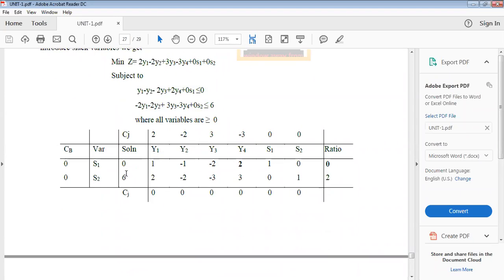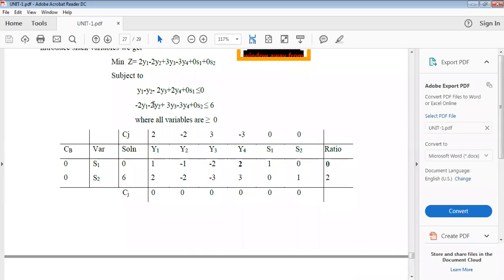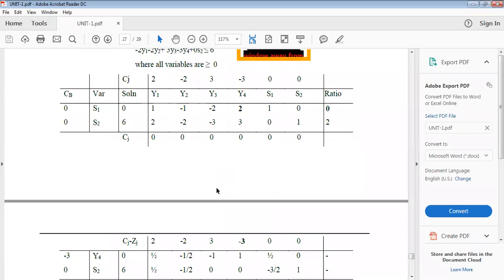Now we come to y1, y2, y3, y4, s1, s2. For the objective function, the coefficients are 2, minus 2, 3, minus 3, 0, 0. These are the constraint rows: 1, minus 1, minus 2, and so on, plus s1. All the multiplication factors are entered in this table, with 0 and 6 on the right, and s1 and s2 as the basic variables. So this is Zj, and everything you get is zeros. Cj minus Zj is 2 minus 0 and so on. This is Cj, this is Zj.